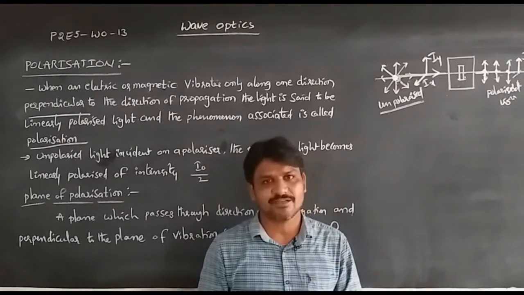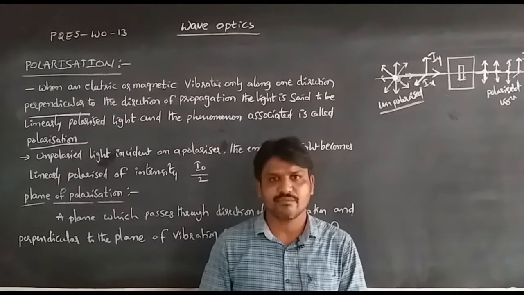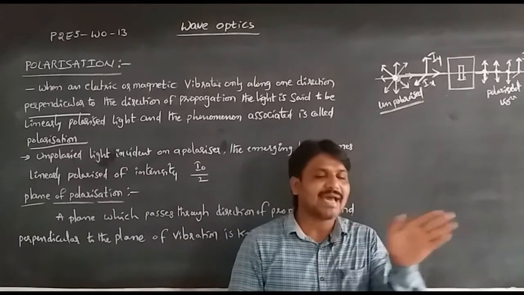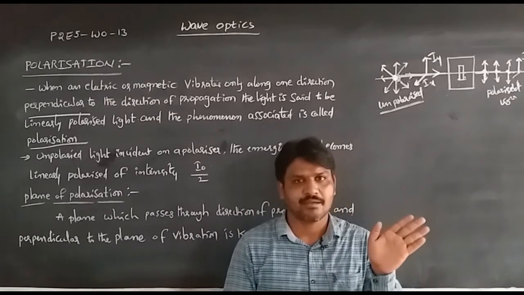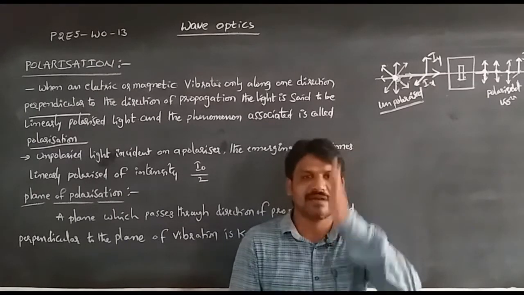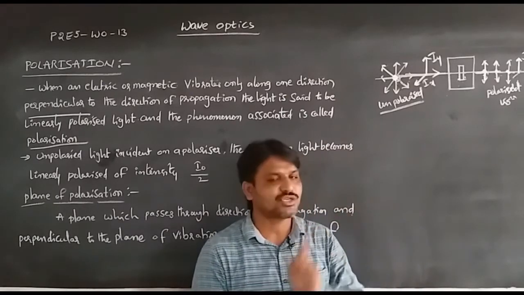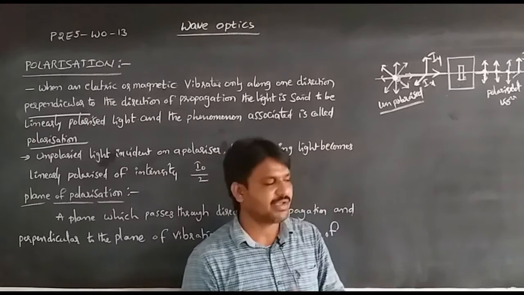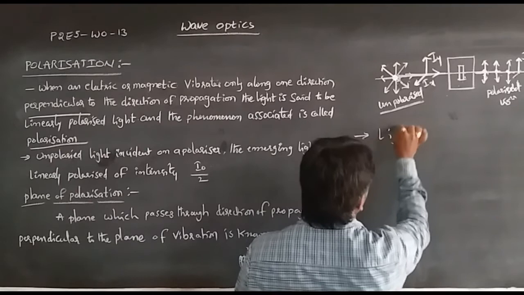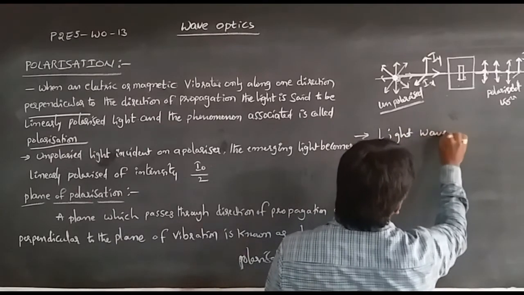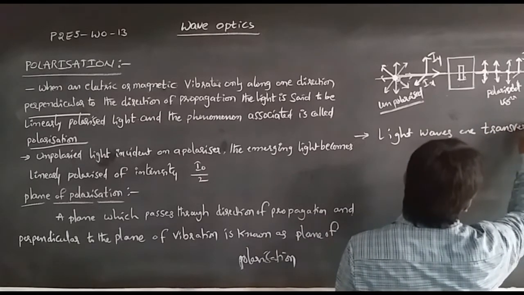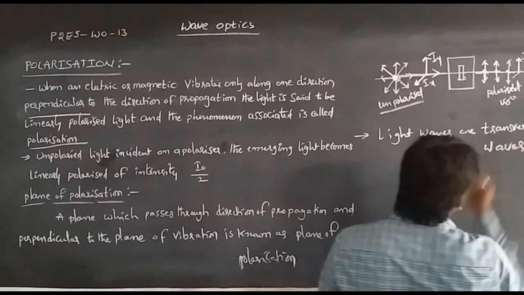We know what a transverse wave and a longitudinal wave are. In a longitudinal wave, like sound, the particles travel parallel to the direction of propagation of the wave. When the vibrations happen perpendicular to the direction of propagation of a light wave, that is a transverse wave. So that's why we can say light waves are transverse waves.